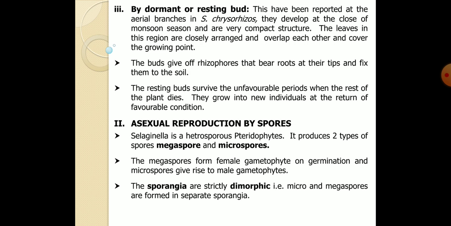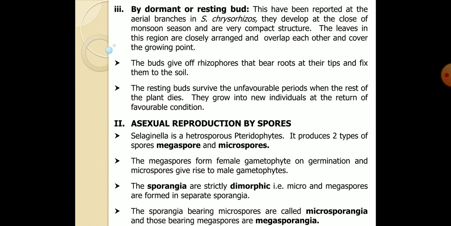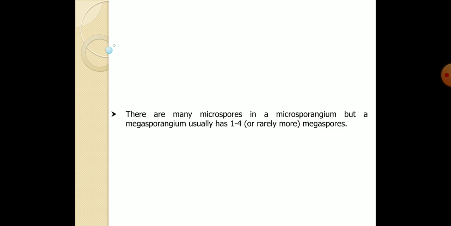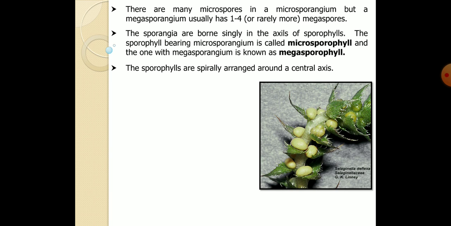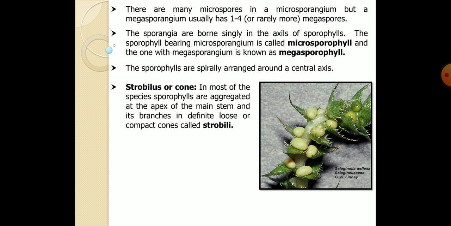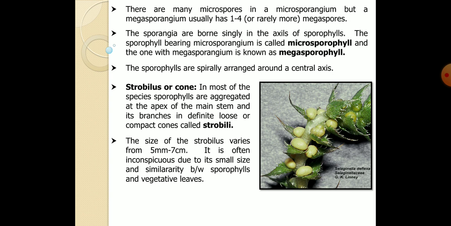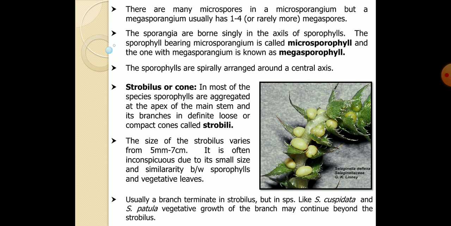The sporangia are dimorphic, because they produce the micro and the megaspores separately. That is why they are called megasporangia and microsporangia. Usually many microspores are produced from the microsporangium, and usually one to four megaspores are produced. Mega means larger sized and micro means small sized. This is the structure of the sporophyll. They consist of the strobilus, singular strobilus, plural strobili, and the length of the strobili varies from 5 to 7 centimeters. This photograph shows the strobili structure.